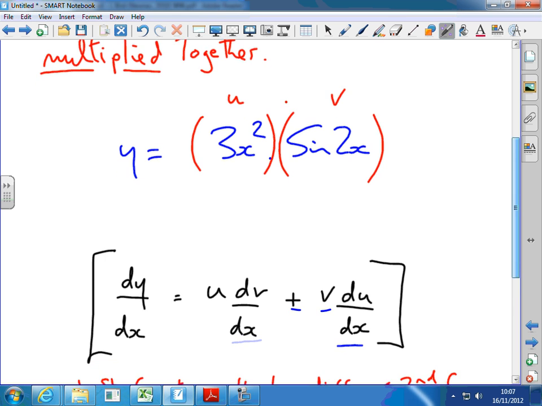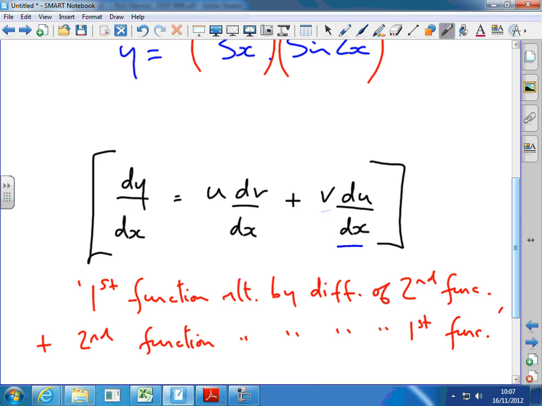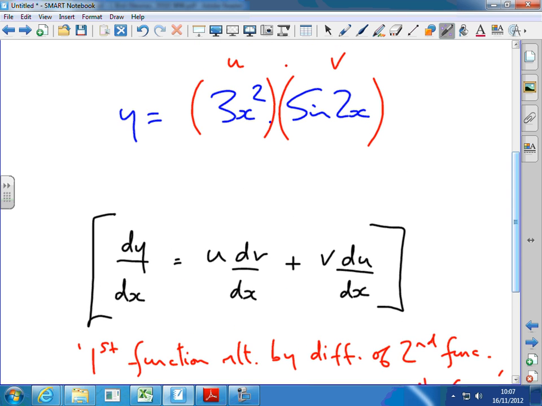And in words, it's worth thinking of it like this. To differentiate two functions that are multiplied together, it's the first function multiplied by the differential of the second function plus the second function multiplied by the differential of the first function. And that's all there is to it. So all you've got to do is be able to differentiate, which you've been practicing, and then you can do it. So let's apply the product rule to this example.